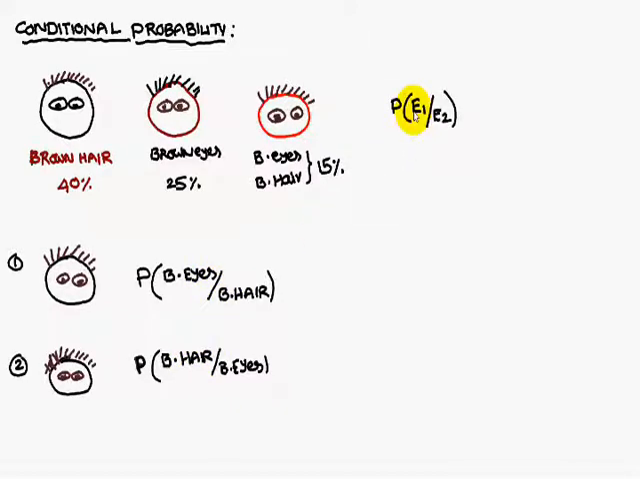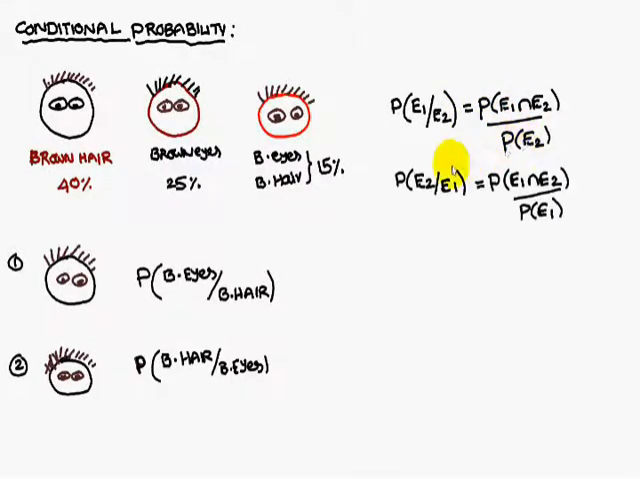For that, let us consider E1 and E2 events. Let us consider E1 is the brown hair and E2 is the brown eyes. Then probability of E1 given E2 is nothing but probability of E1 intersection E2 by probability of E2. Similarly, probability of E2 given E1 is probability of E1 intersection E2 by probability of E1. So here, probability of both eyes and hair divided by probability of the hair.